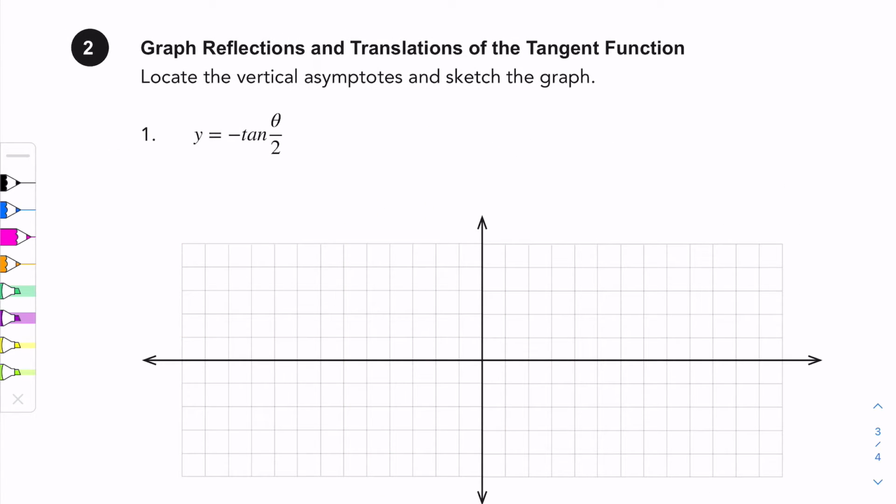For the next example, we're graphing the same function that we just graphed in the on your own section, but here we have negative tangent of theta over 2. So this is a reflection, but the reflection of the tangent function means you reverse the direction of the curve, to put it in basic terms.